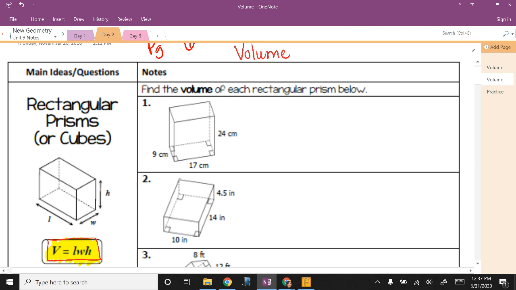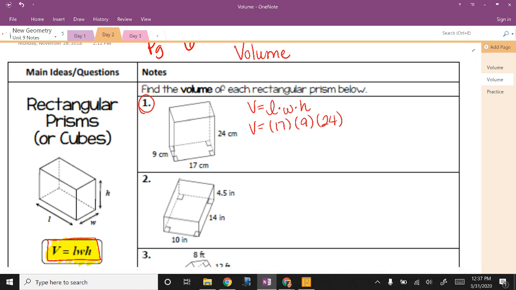So to find the volume, we're going to do example 1. Of example 1, the volume of this rectangular prism is going to be the length times the width times the height. So the length of this figure, I'm going to say, is 17. The width is 9. And the height is 24. And since we are multiplying these, it really doesn't matter the order because multiplication is commutative, which means you can swap the order. And then I'm going to use my calculator to help me. 17 times 9 times 24.